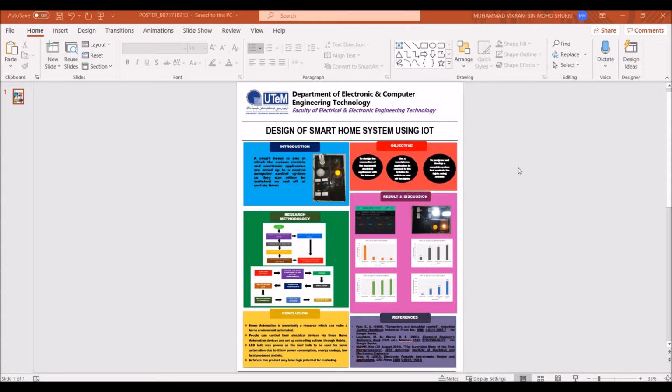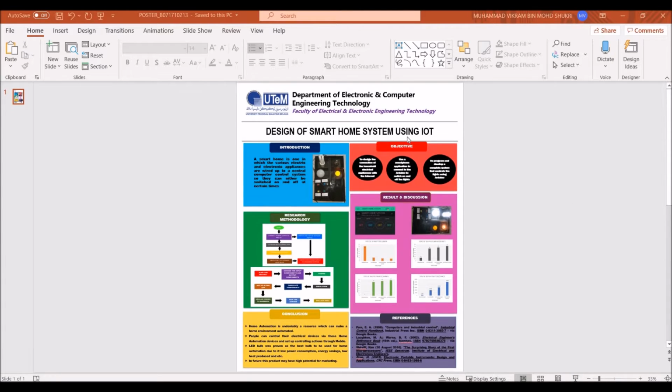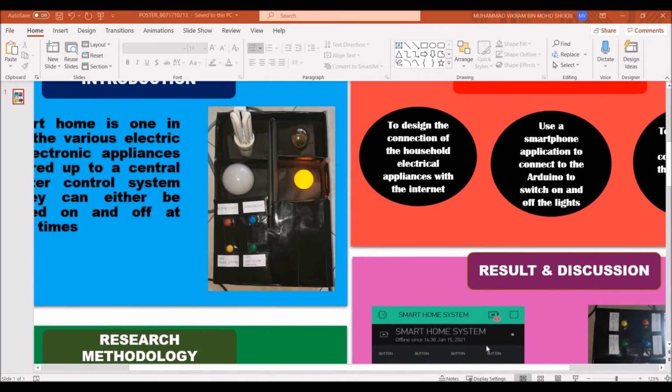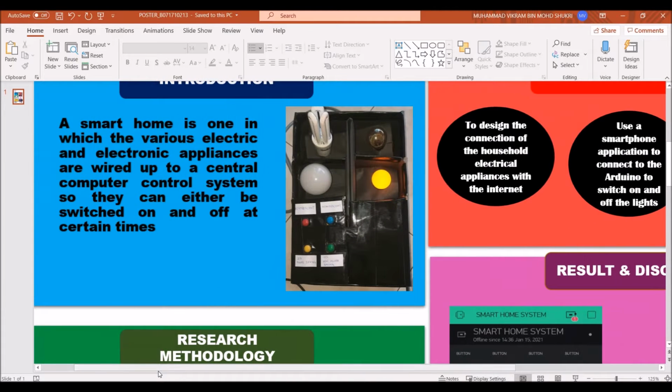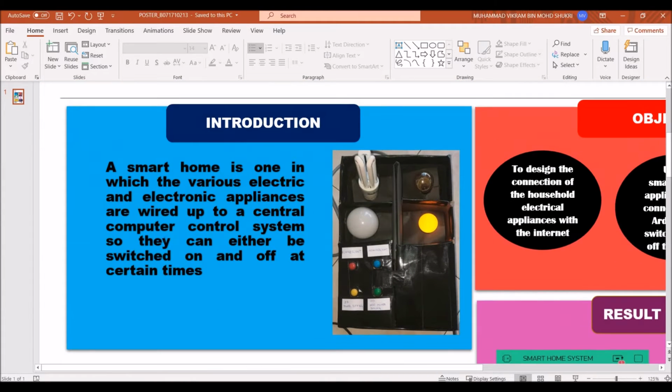Hello guys, this is my poster for my project, and the title of my project is Design of Smart Home System Using IoT. If you take a closer look, this is the introduction for my poster. Okay, let's hop on. A smart home system is one in which the various electric and electronic appliances are wired up to one central computer system.